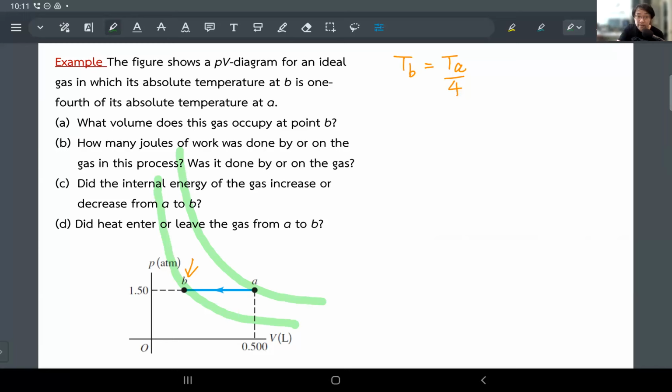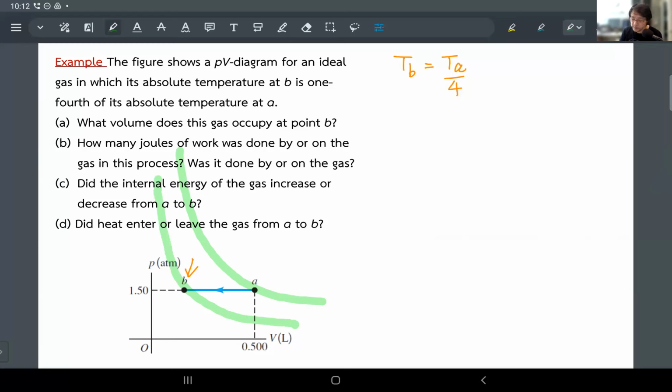All right, so that's good. The temperature at B is supposed to be lower than the temperature at A. And the fine detail information they say is 1/4 of the temperature at A. So perfect. So this is good. All right, now questions. A, what volume does this gas occupy at point B?